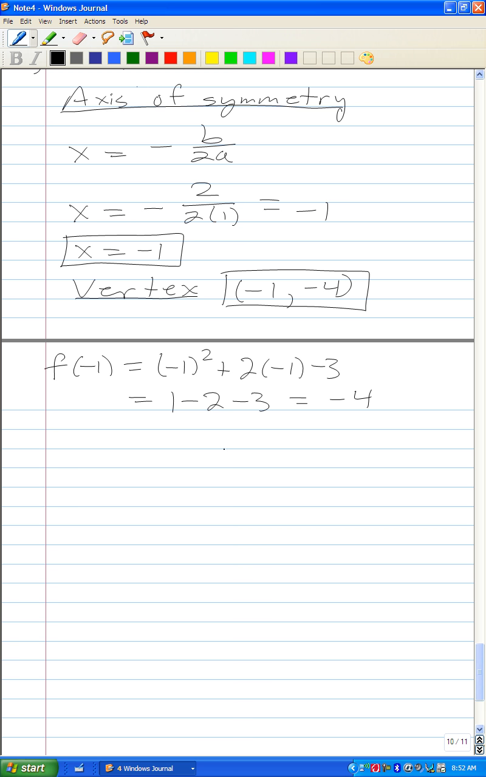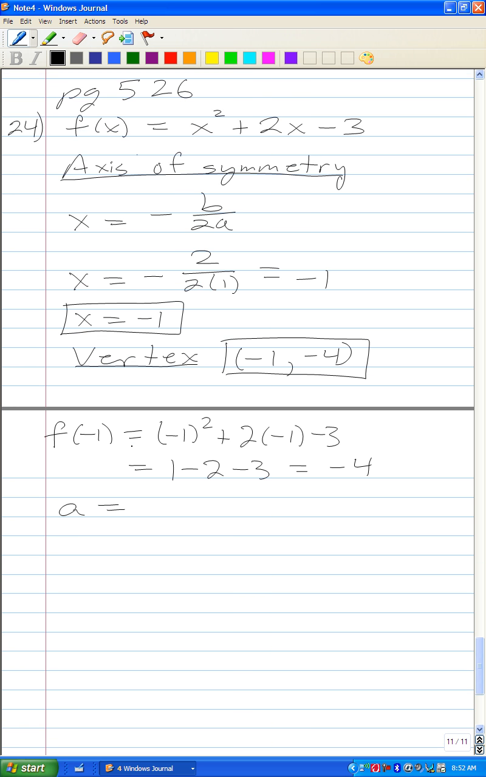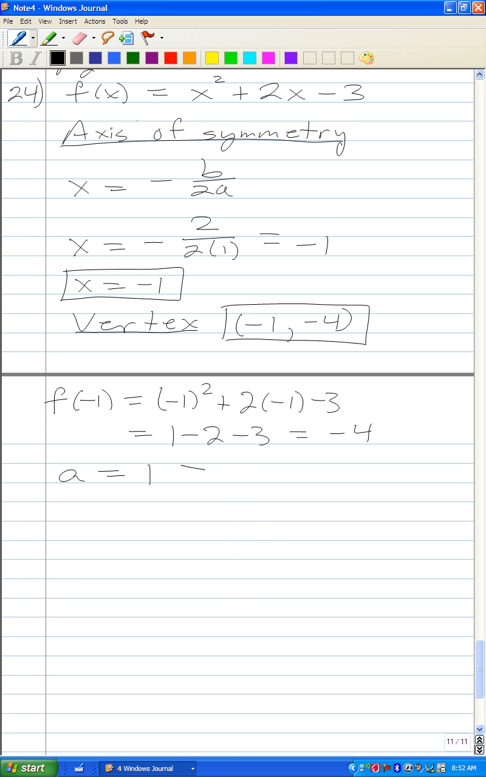Let me determine a. So a, the coefficient in front of x squared, is 1. It's greater than 0, so it's going to point upward. As a matter of fact, since a is 1, it will have the same shape as the graph of y equals x squared.